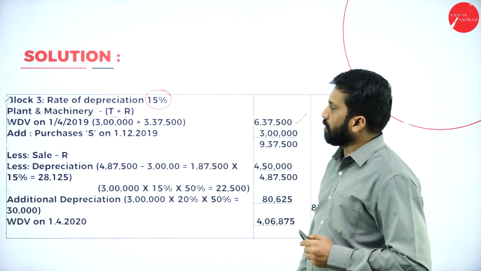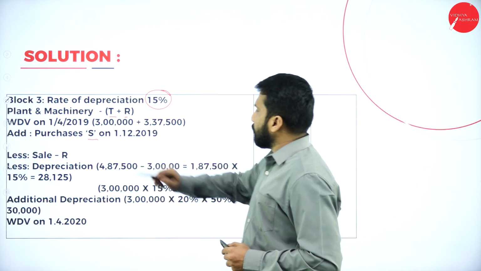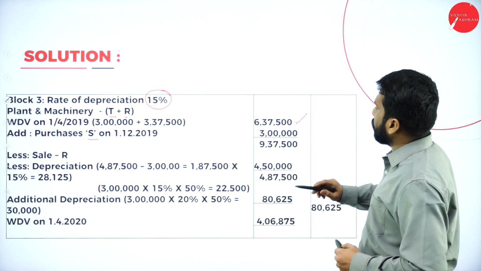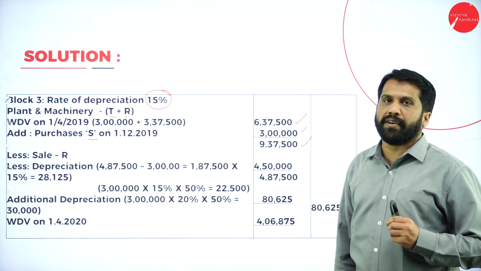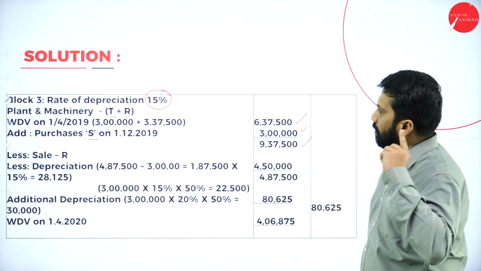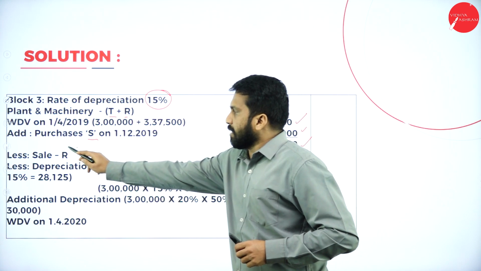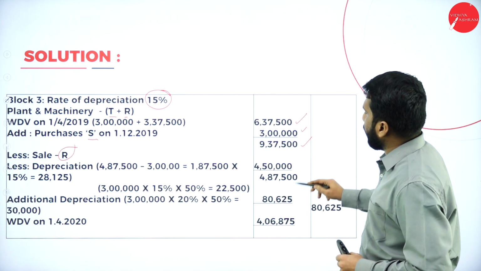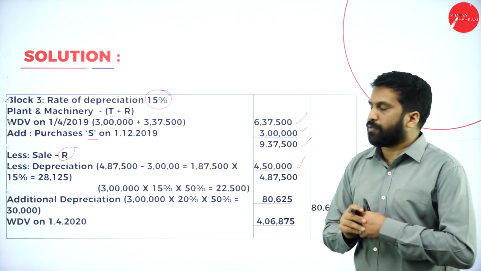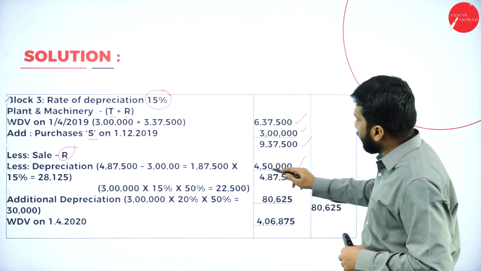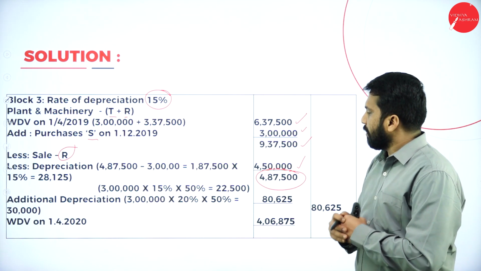What are the purchases? There is a purchase with the same percentage. How much is it? 3 lakh. Total how much? 9 lakh 37,500. Hope you are clear. Yes. Now, there is a sale of a plant at what price? 4 lakh 50,000. Your final answer will be 4 lakh 87,500.